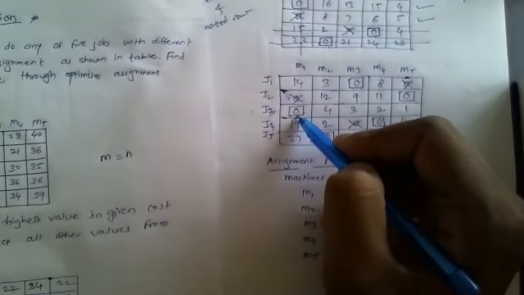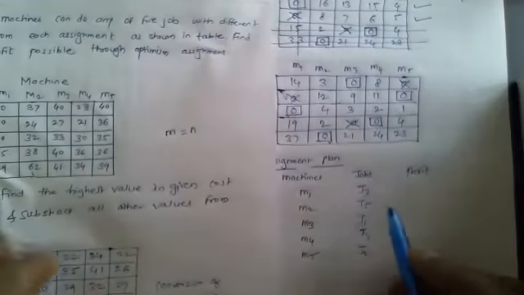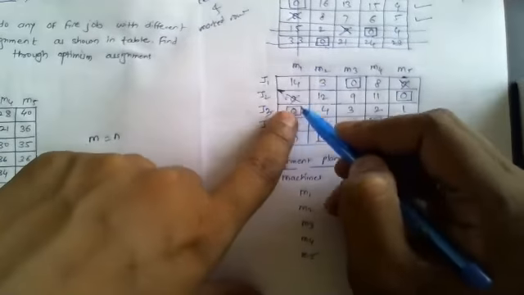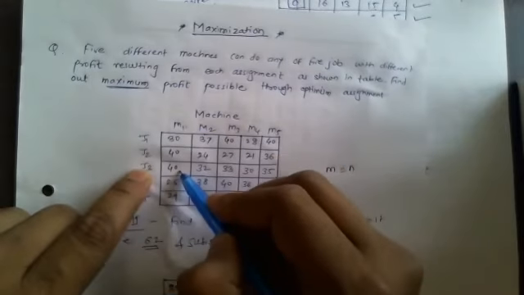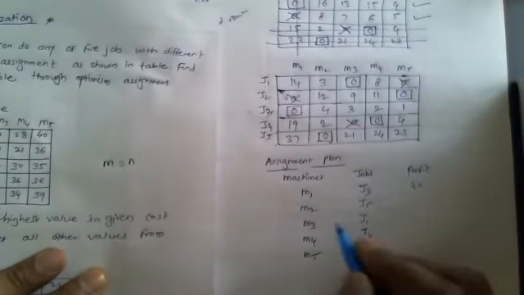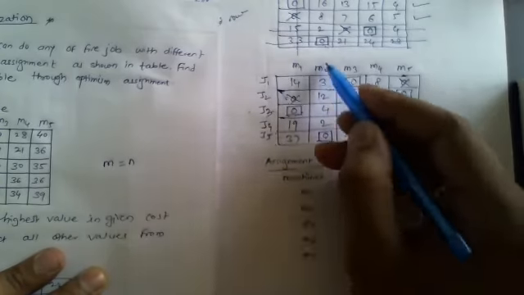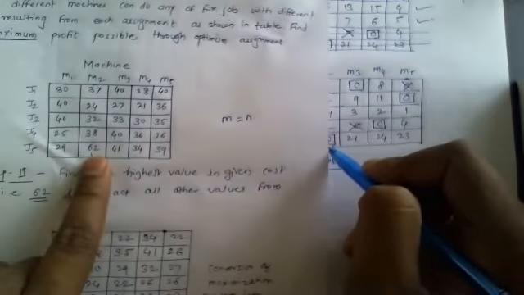So what is the value? 0. See, what is the location? M1 J3 means M1 and J3 as a location. So in cost matrix M1 and J3, what is the value? That is 40. So I will write 40 here. Next, M2 J5 means M2 and J5 at this location, what is the value? So at this location the value is 62.